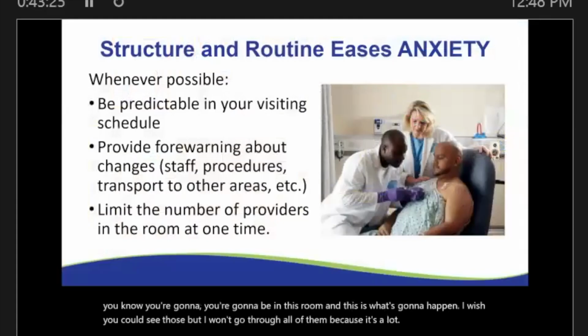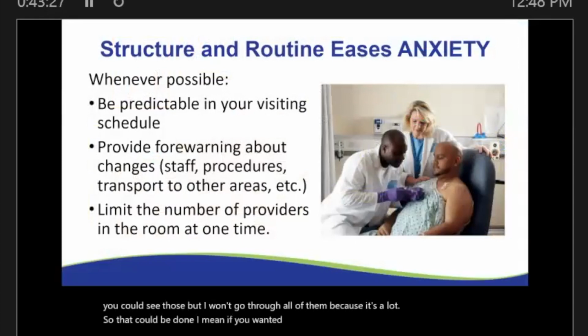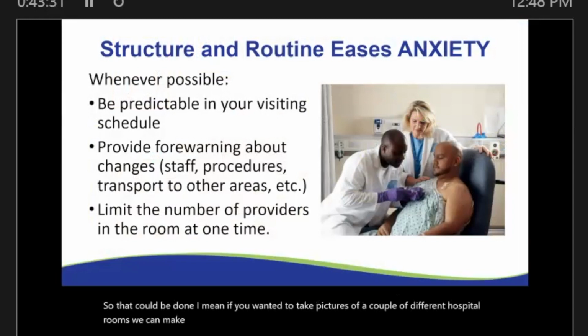So that could be done. If you wanted to take pictures of a couple of different hospital rooms, we can make a configuration like that and make it work for your hospital. It's not a difficult thing to do.